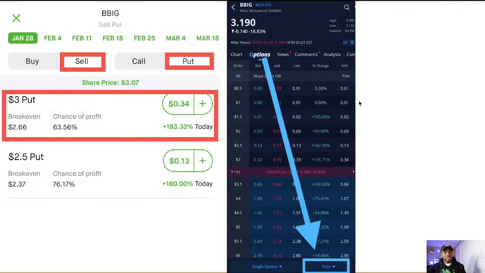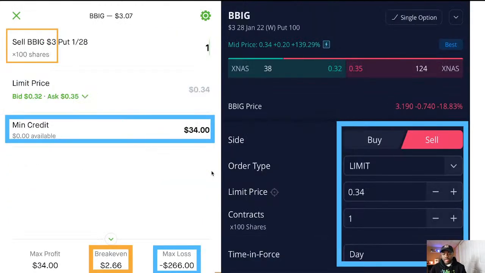Let's get to a more real world example. Let's look here at BBIG, a stock with a lower stock price of $3. Remember, when you sell puts on Robinhood, you want to go to sell and you want to go to put, and you pick a date up top. If you're on Webull, then you go to options, and then you scroll all the way down and make sure that you're on puts. Make sure that you're on buy, click it over to sell, and then you'd be in the selling puts area.